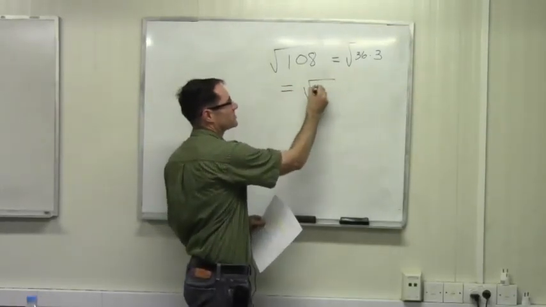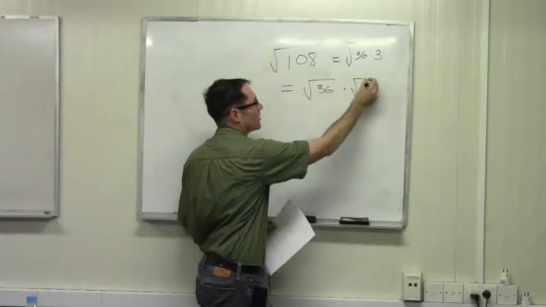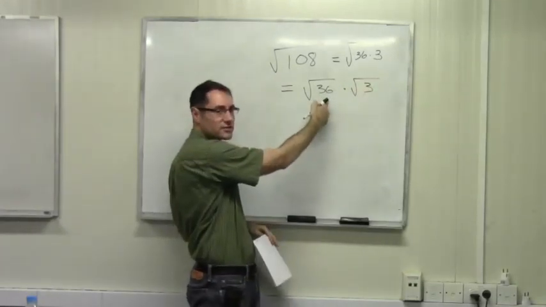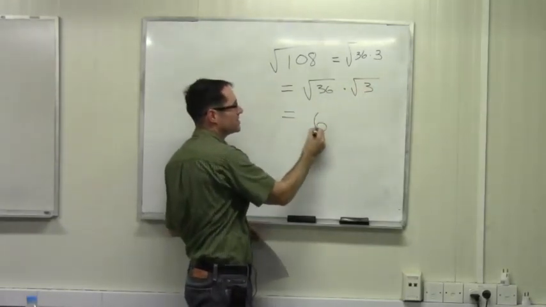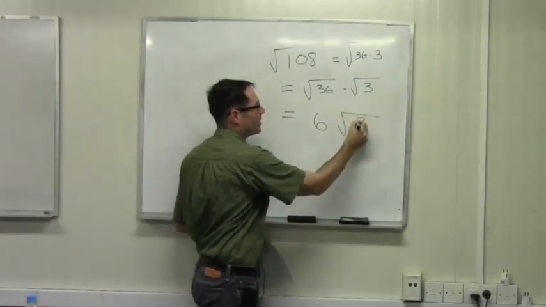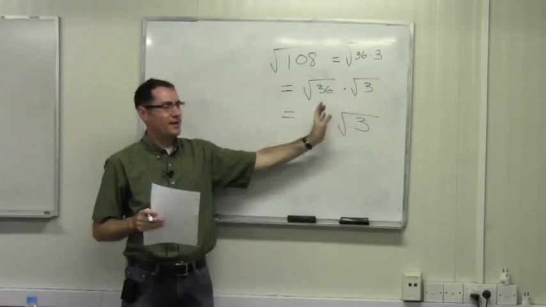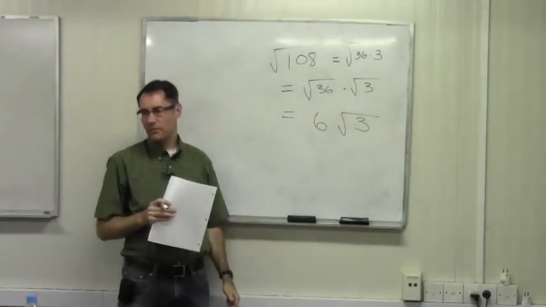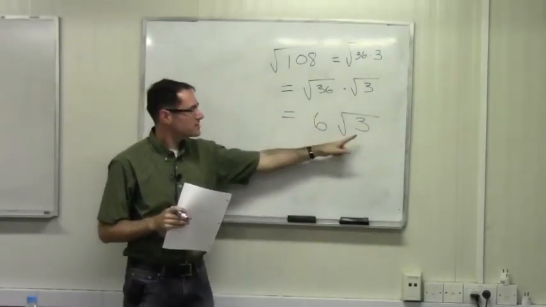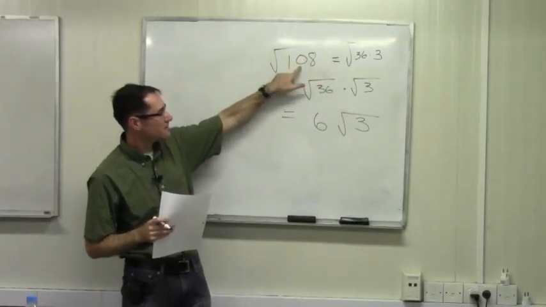We can say that equals the square root of 36 times the square root of 3. We know the square root of 36 is 6. So this becomes 6 times the square root of 3. And this is how we'll write it. It's kind of like the square root sign acts as a little parentheses in there for you. Okay? So this is the same as this.